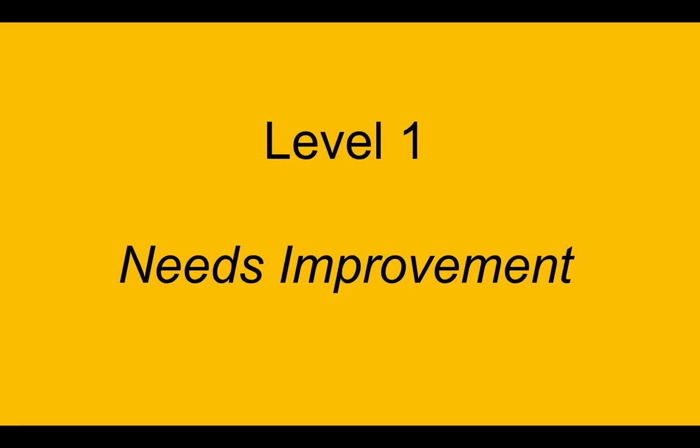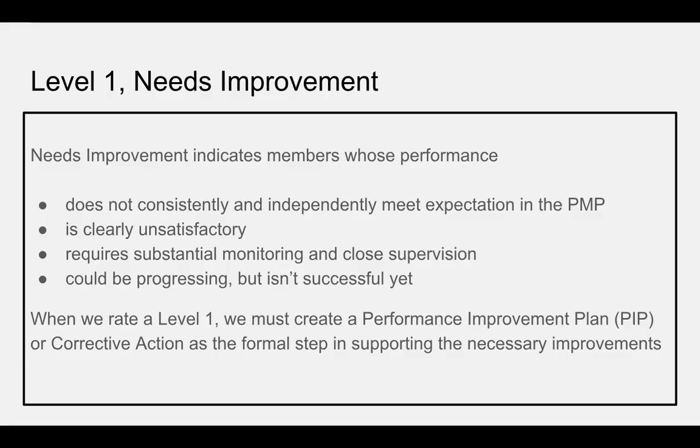Next, we'll look at level 1, needs improvement. Needs improvement indicates members whose performance does not consistently and independently meet expectations in the PMP, is clearly unsatisfactory, and requires substantial monitoring and close supervision. A person whose behavior aligns to a needs improvement could also be progressing towards consistently successful behaviors, but just not be there yet. When we rate a level 1, we must create a performance improvement plan or corrective action as the formal step in supporting the necessary improvements.